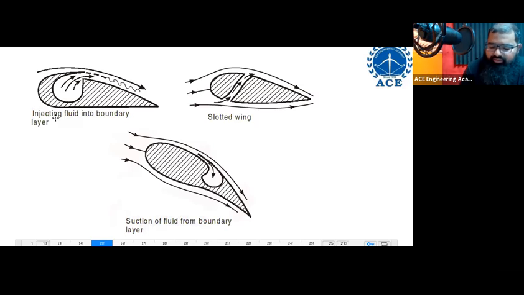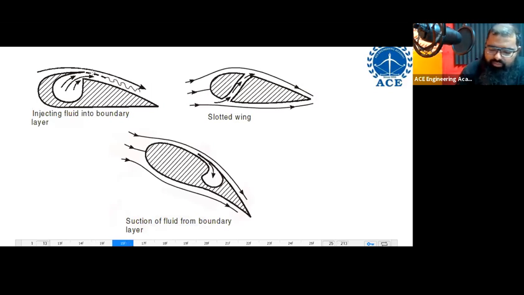Okay, this is injecting a fluid into the boundary layer. Now imagine over here, you are having, one second, let me create a duplicate slide. This 15F slide I'm saving for you to refer anytime. In 16F, I'm going to explain this thing.